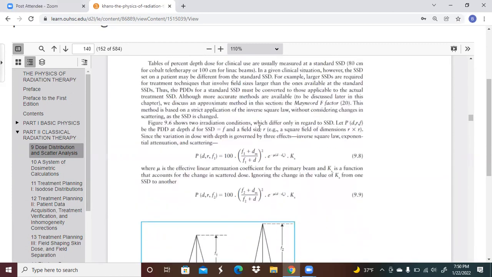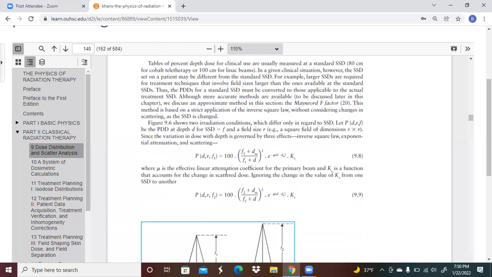How do we address that? This is where they're talking about the Mayneord F factor. We know that the variation in dose with depth is going to be governed by three effects: the inverse square law, exponential attenuation, which is going to be this term, and the scattering, which is going to be this term. So this is the inverse square law, this is the exponential attenuation, and this is going to be the scattering. This is all part of the PDD.